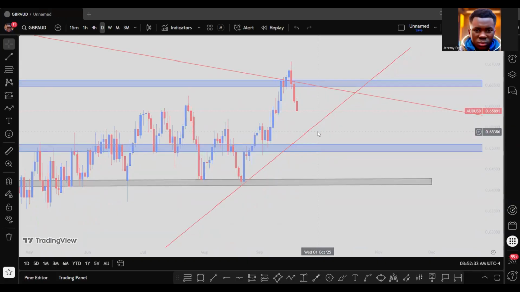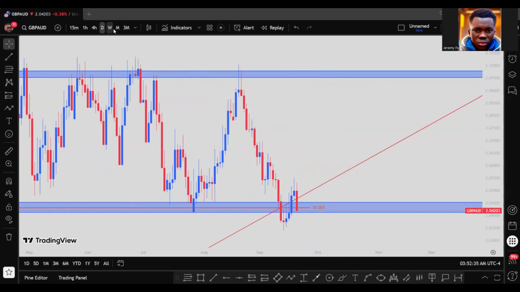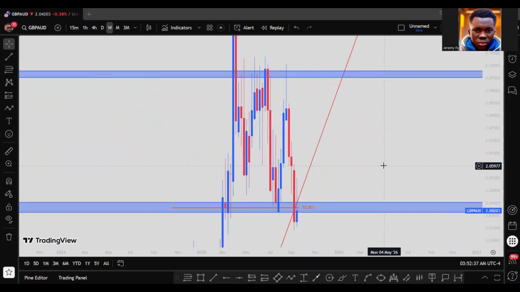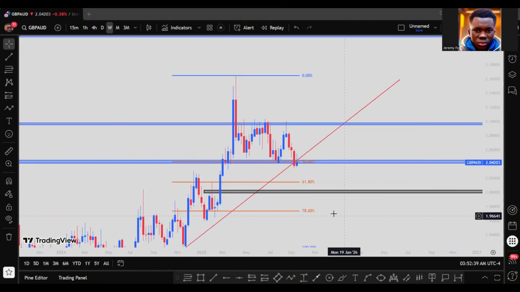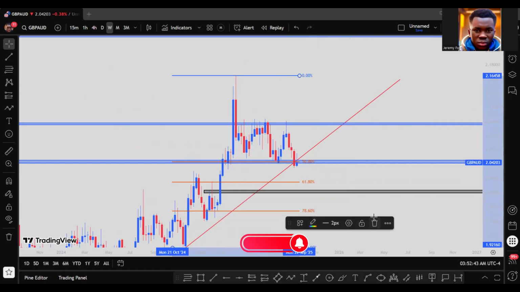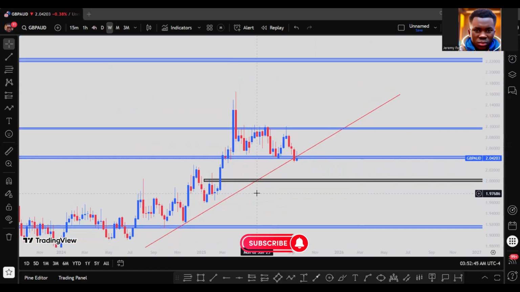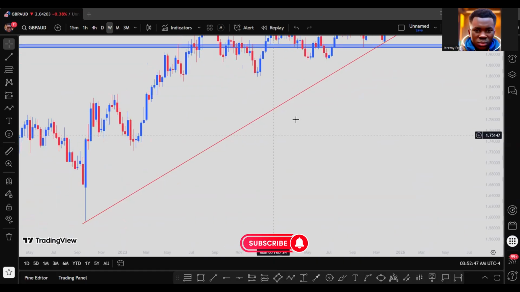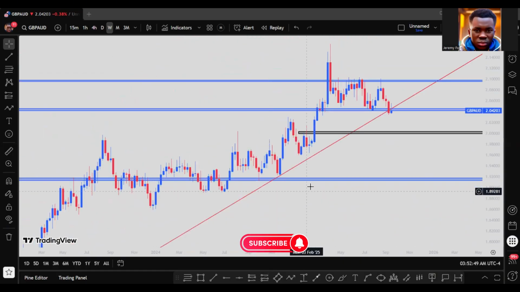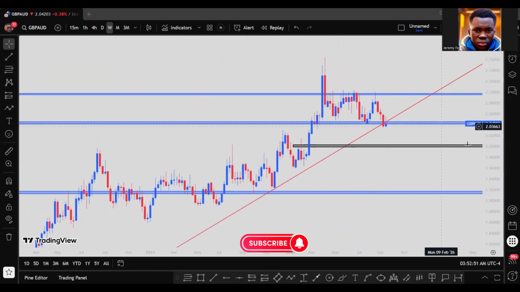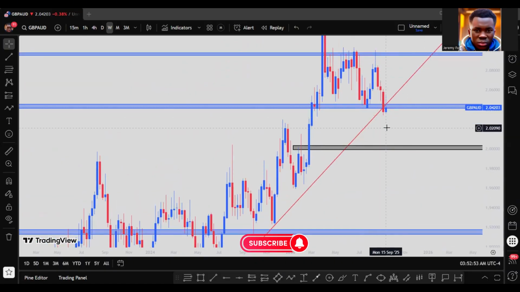So now let's quickly go and look at JPAUD. Looking at it this way, we have this trend which was to the downside. We have a first touch of this trend line, a second touch of it, and somewhat of a third touch of it here.